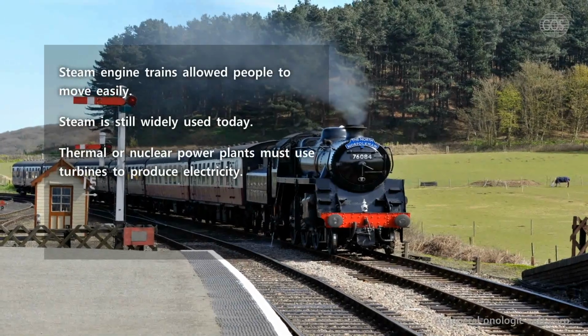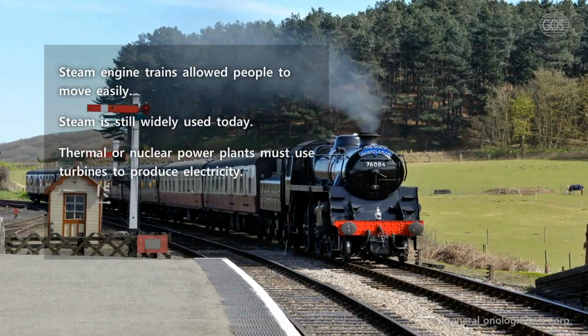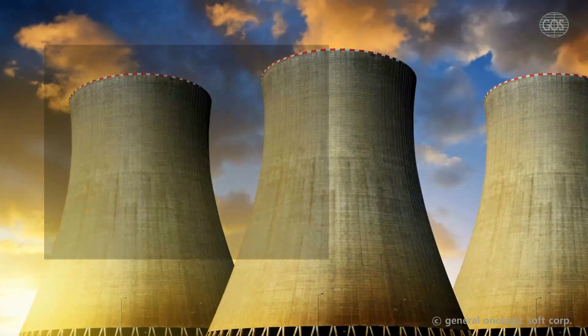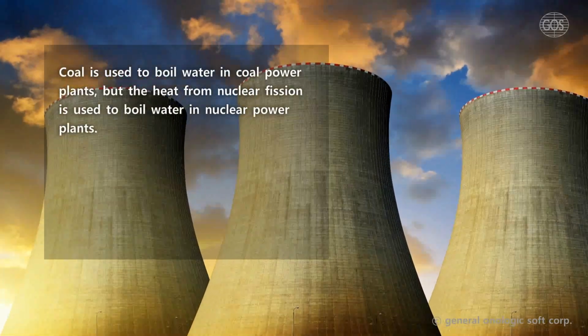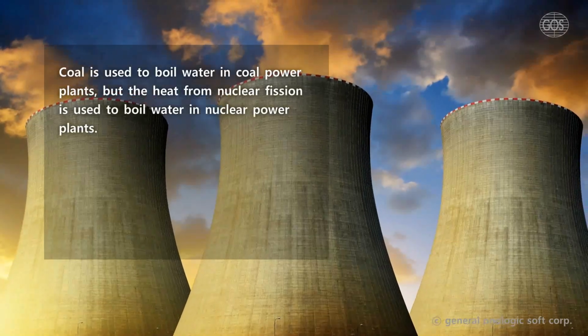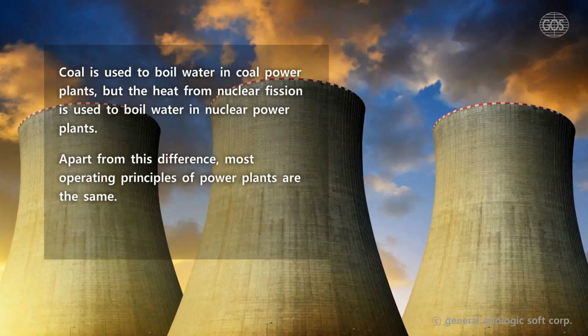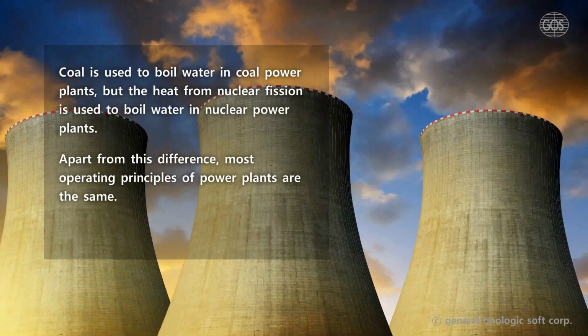Thermal or nuclear power plants must use turbines to produce electricity. Coal is used to boil water in coal power plants, but the heat from nuclear fission is used to boil water in nuclear power plants. Apart from this difference, most operating principles of power plants are the same.